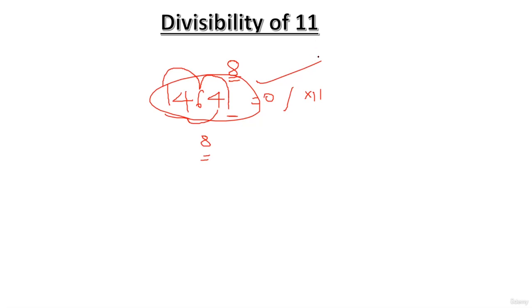We'll take some more examples if you want. Let's say we take 143. 143 is 11 times 13. So 3 plus 1 is 4. 4 is the remaining digit. 4 minus 4 is 0. Right? So that means the number is divisible by 11.